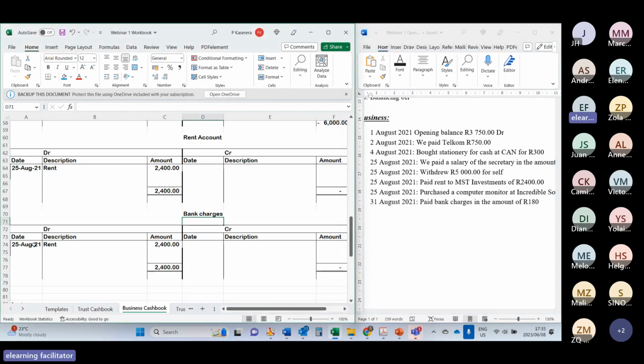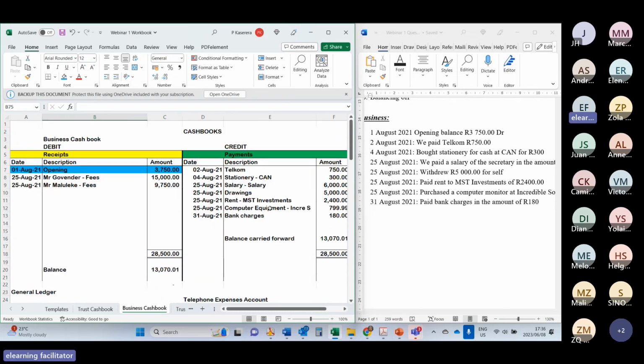upon transfer. Okay, so it's 31 August 2021. It's here. It's our bank account, paying MST Investments. Okay, and then this one, it's our bank charges. So it's our bank account. How much? 108.